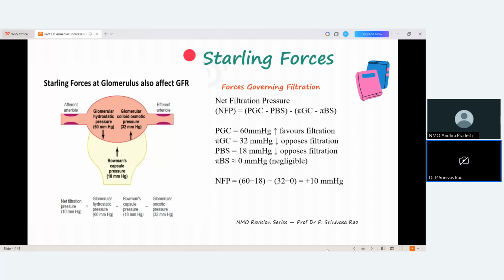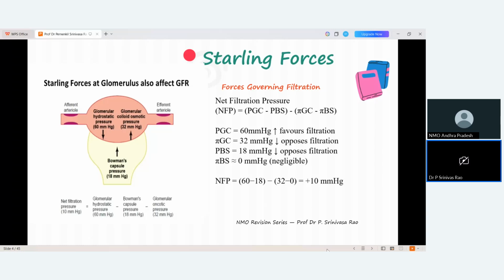Then you have the Bowman's capsule. You can see there, the Bowman's capsule also will be exerting some pressure. This will be opposing the filtration. So one more thing which is opposing the filtration is the Bowman's capsule hydrostatic pressure. See, in the Bowman's capsule, you don't have oncotic pressure. Why? Because I told you the albumin is not filtered. So the filtrate will not be having albumin. So there will not be any oncotic pressure in the Bowman's capsule. That's why it is negligible.